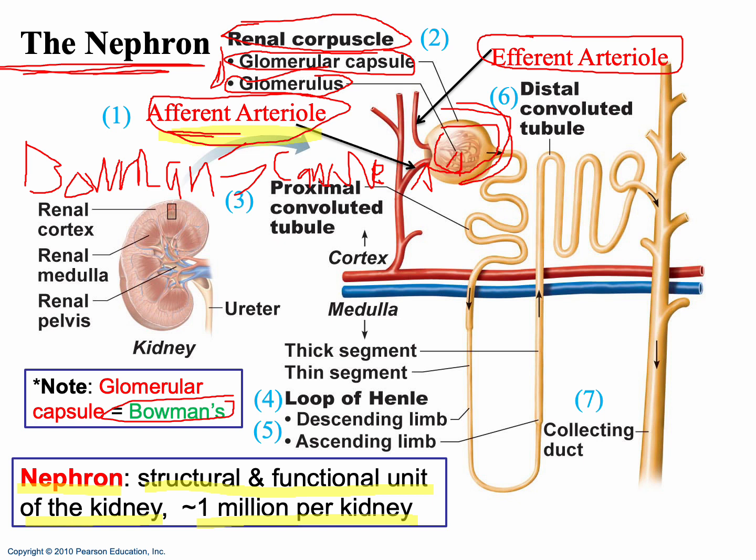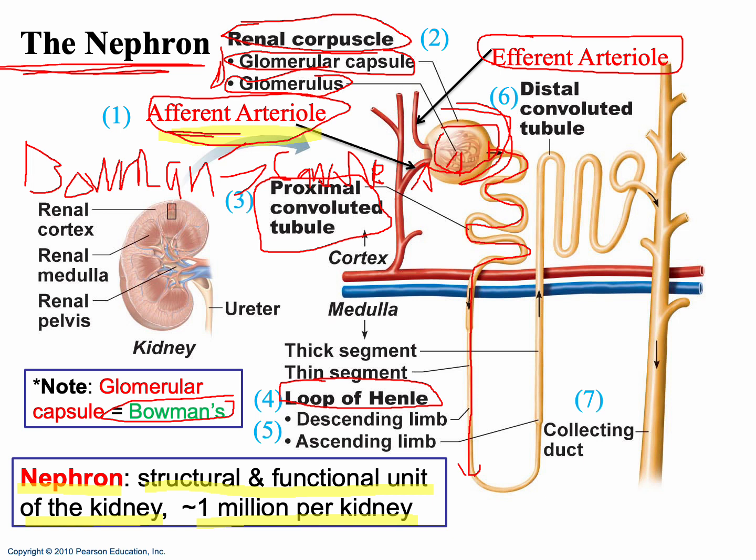From here, the filtrate, now in the Bowman's capsule, will make its way down this twisted coiled structure, and this is known as the proximal convoluted tubule. And then the filtrate will go down and make its way into what's known as the loop of Henle.